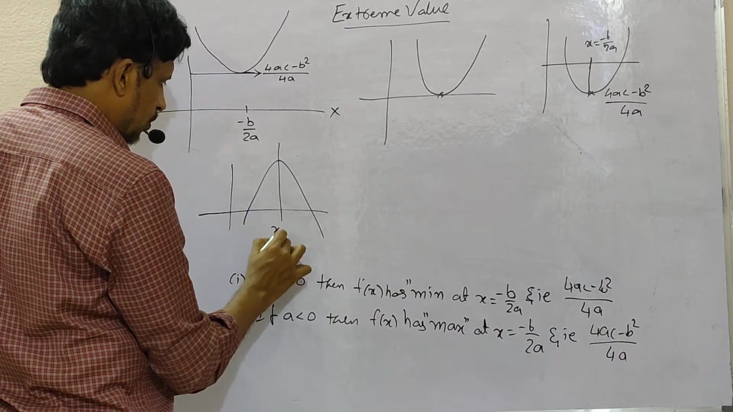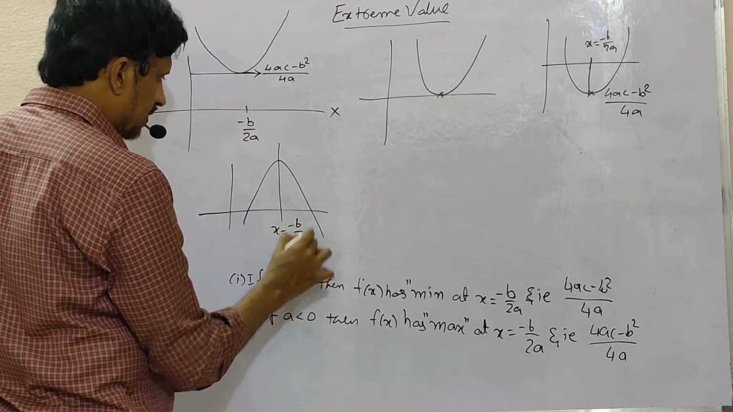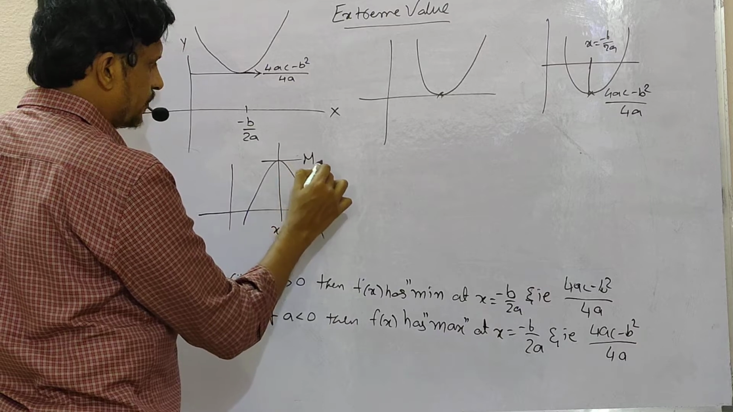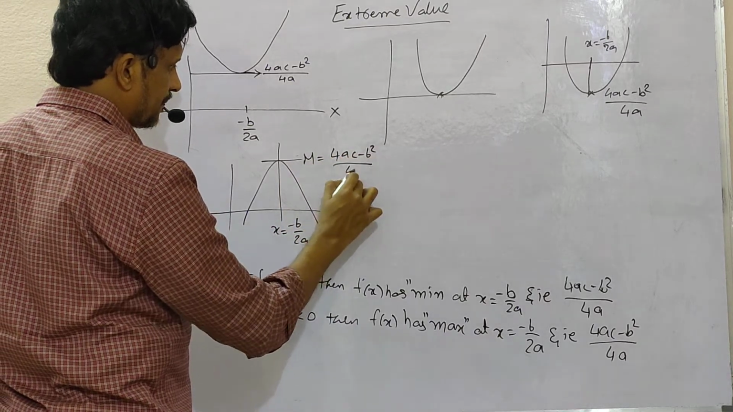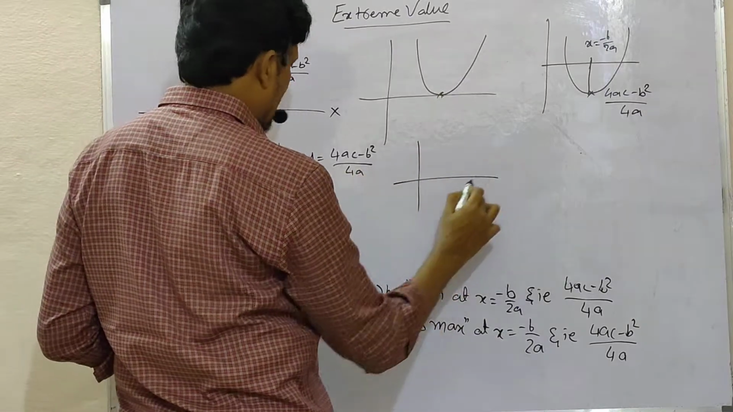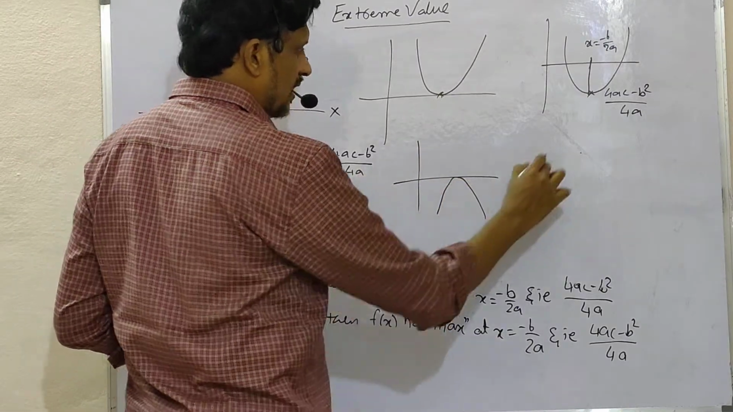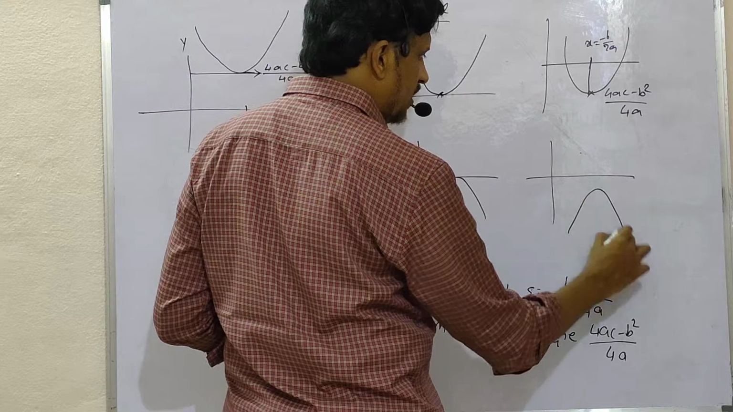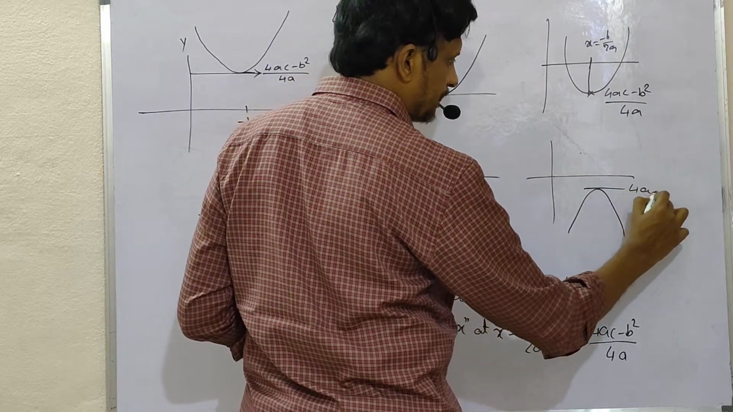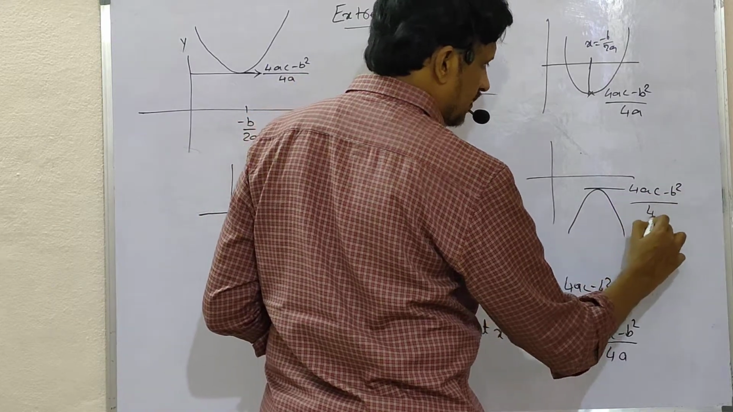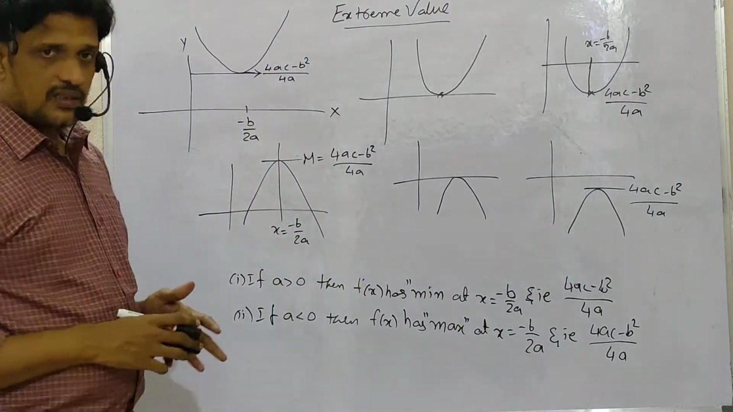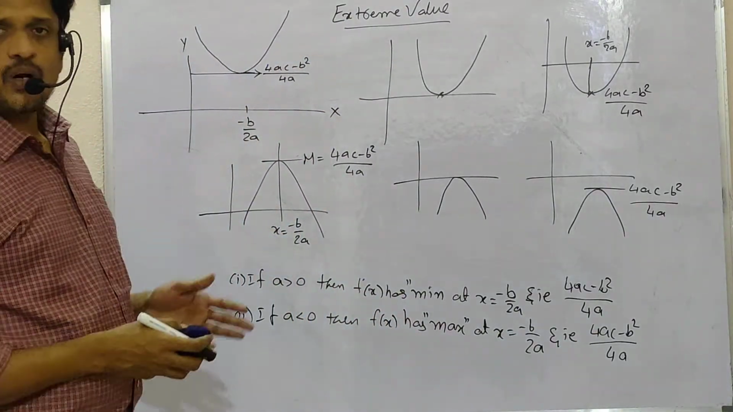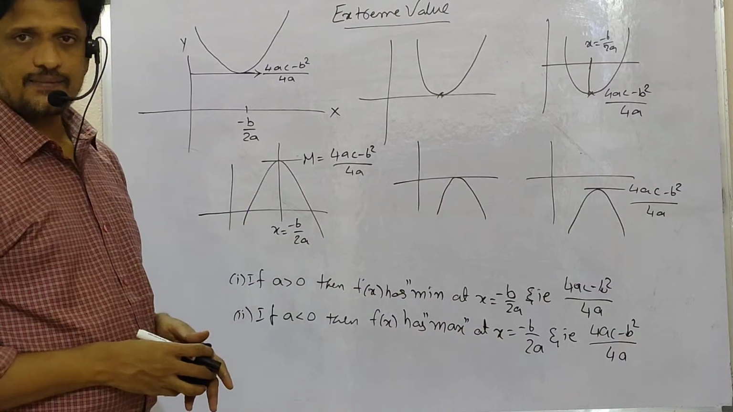At x is equal to minus b by 2a, this is the maximum value, which is (4ac minus b square) by 4a. Sometimes that maximum value may be 0 and some other times that maximum value may be negative. No problem, that is depending on the coefficients. So the graph of a quadratic expression will be like this.